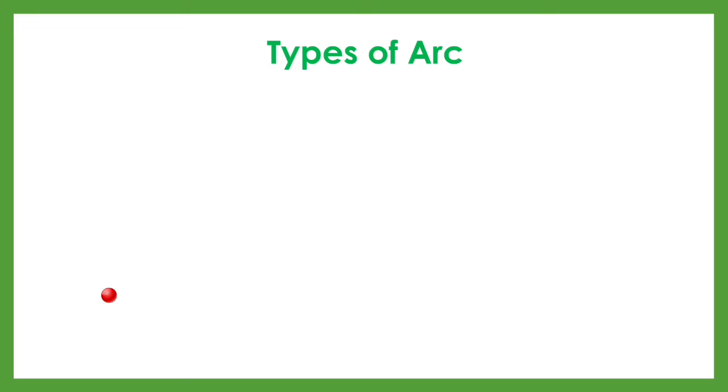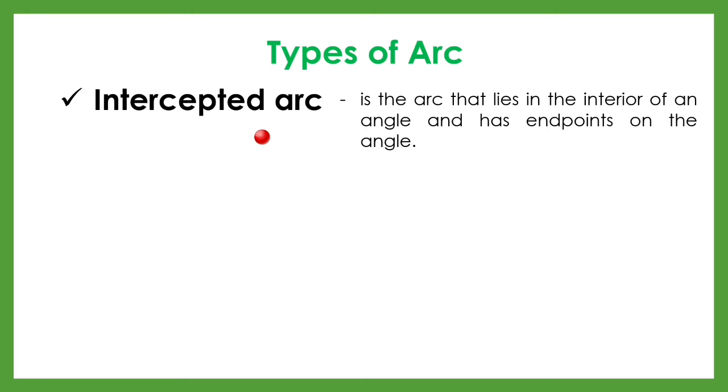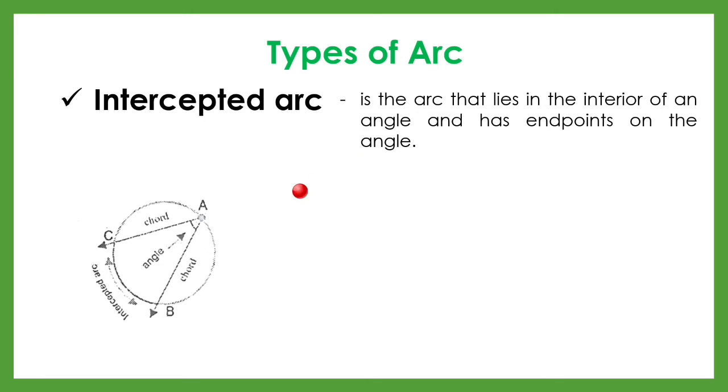Let's have the fourth type of arc, that is the intercepted arc. What is intercepted arc? It is the arc that lies in the interior of an angle and has endpoints on the angle. Let's have an example. So, we have angle CAB here. Alin dito yung arc na nasa interior ng angle?